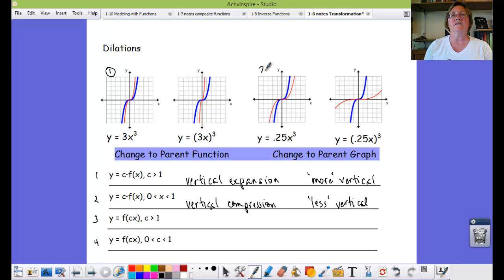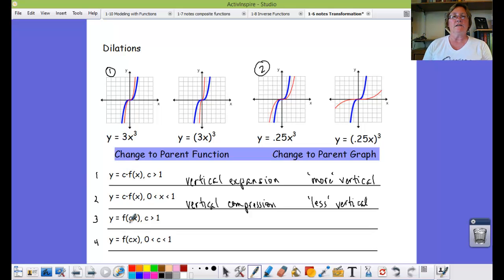So this matches the second rule. If you'll notice what happens, some people would say wider, and you would be right. That is a correct descriptor. However, what you're doing is becoming less vertical. See how it's pressing down toward the horizontal here? It's way more down around that origin than this one is. Less vertical. Vertical has to do with multipliers on the outside.